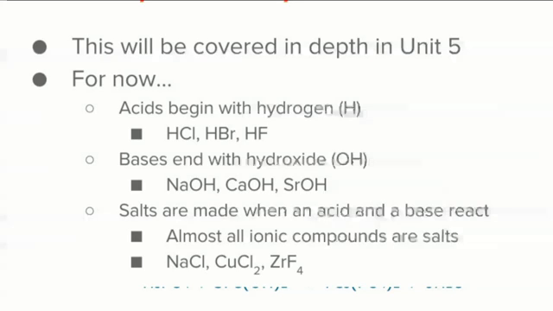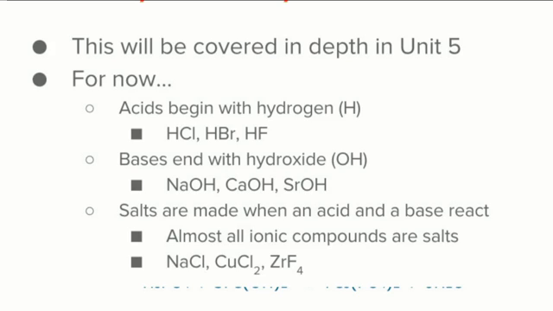HCl is hydrochloric acid. HBr, hydrobromic acid. HF, hydrofluoric acid. These are all examples of acids, and they can have polyatomics tagged onto the end. So we saw H2SO4, sulfuric acid, and bases. Bases always end in OH.